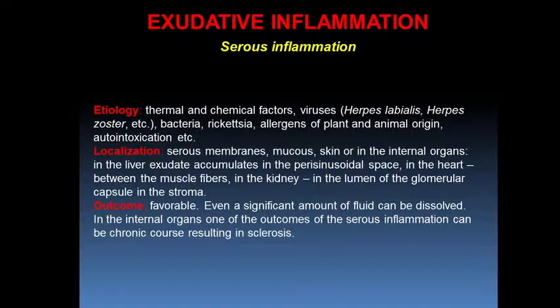autointoxication, and others. Most often it is located in serous or mucous membranes, skin, or sometimes in internal organs: in the liver between sinusoids in the perisinusoidal space, in the heart between muscle fibers, in the lumen of the glomerular capsule in the kidney, accumulating in stroma too. Morphologically, serous exudate is a slightly hazy, opalescent, yellowish fluid. It contains mainly albumins, globulins, lymphocytes, a very small amount of neutrophils, epithelial and mesothelial cells, and partially resembles transudate in its appearance. But compared to transudate, it is inflammatory fluid. Outcome is usually favorable. Even a significant amount of fluid can be dissolved. In the internal organs, one of the outcomes of serous inflammation can be a chronic course resulting in sclerosis, but it's a very rare outcome.